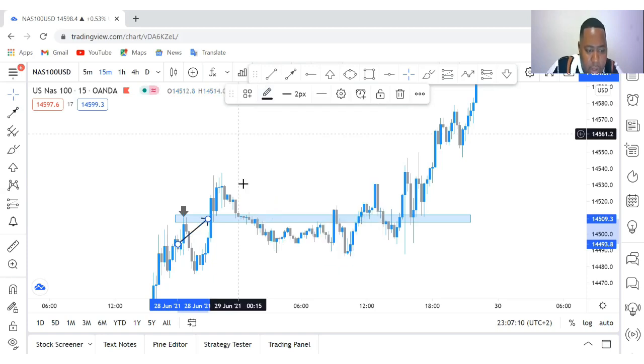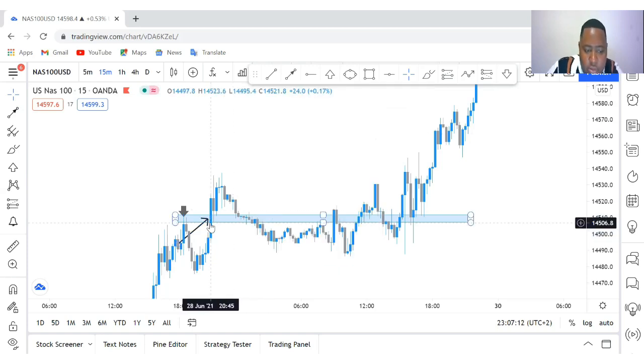Let's make that arrow black. It breaks out with a strong bullish candle. And that bullish candle, what is it telling us? It's telling us that buyers are now in control. There's strong buyers, there's a lot of buyers in the market.